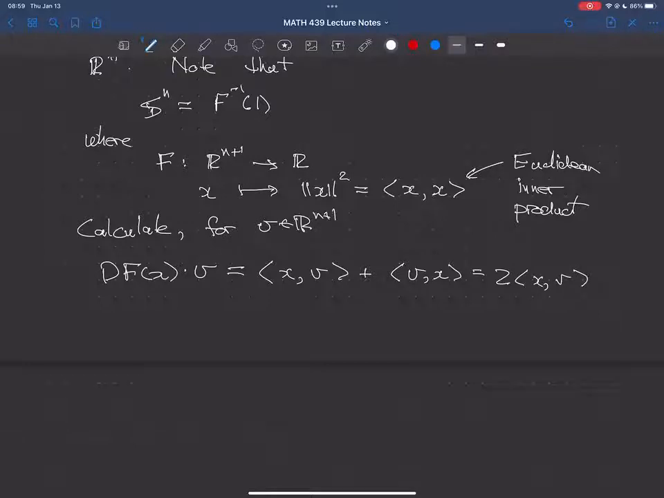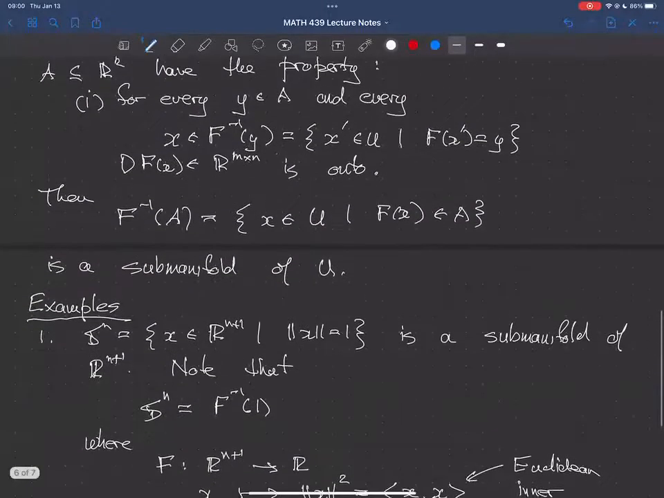If I went too fast calculating that derivative, you can write this out explicitly, right? It's just the sum of the components squared, and you could directly and explicitly calculate it using that formula. But this is what you'll get. Good. Now what I need to verify, according to the implicit function theorem, is that this derivative is onto at every point x which is in the pre-image of A.